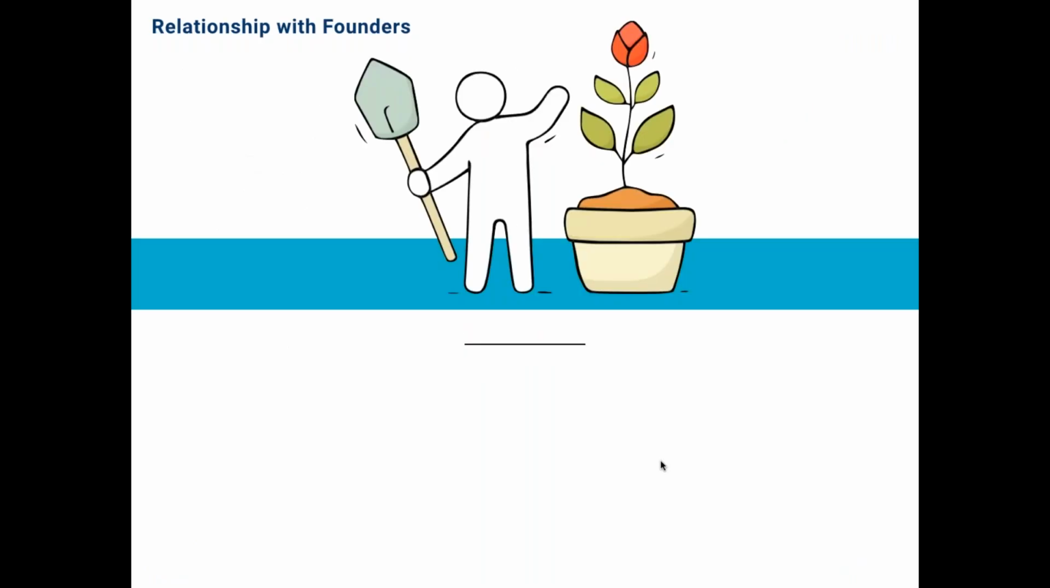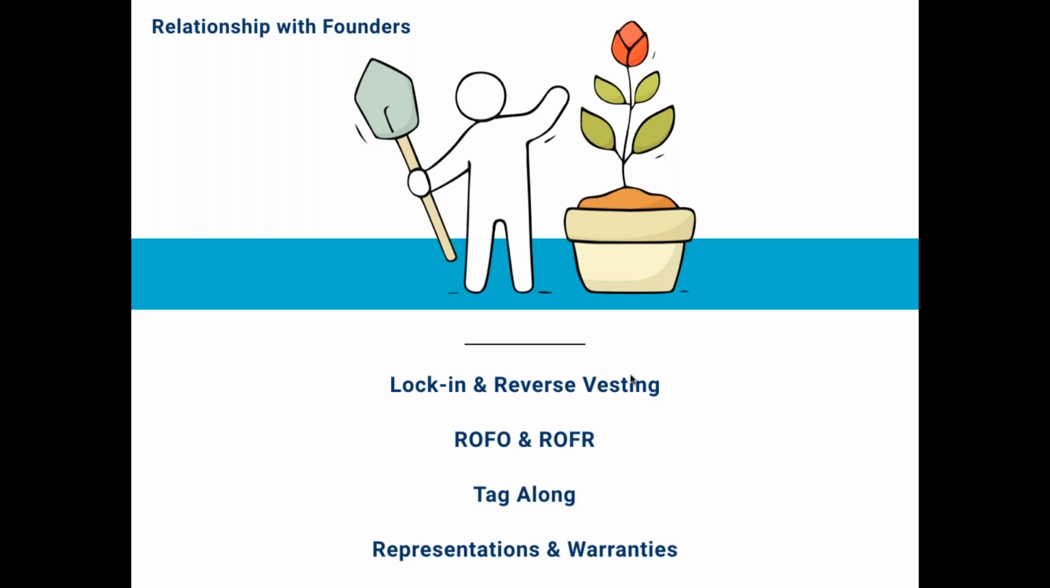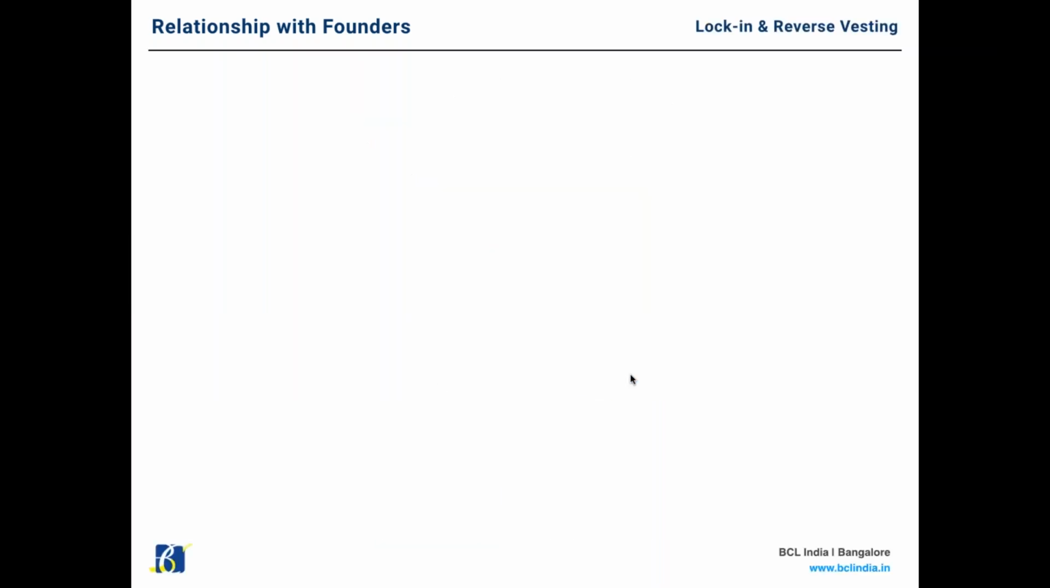Now this is a key section, right? Relationship with founders. So let's look at lock-in, reverse vesting. Very important to the promoters here. ROFO and ROFR, tag along right, and representations and warranties, right? This will take some time.